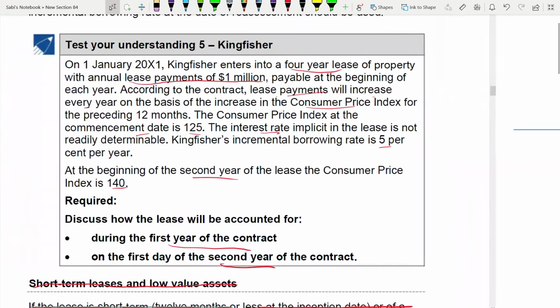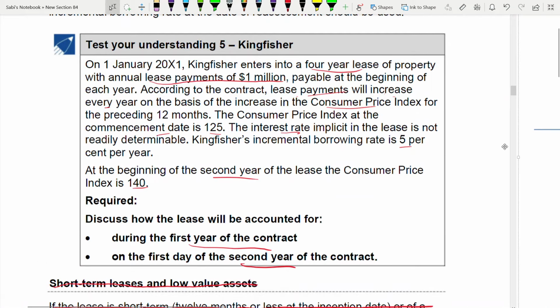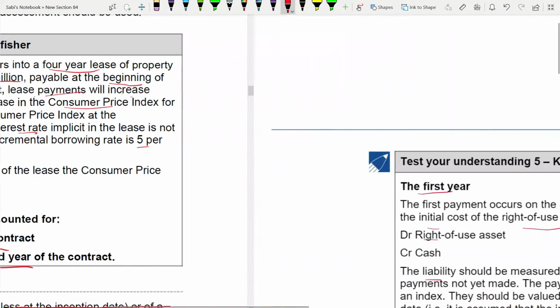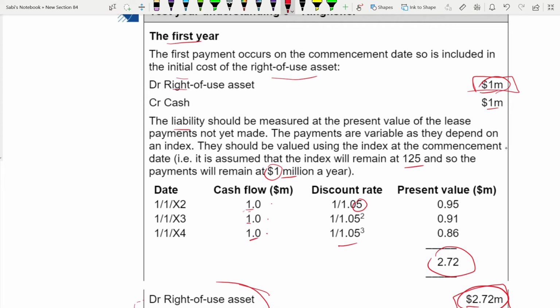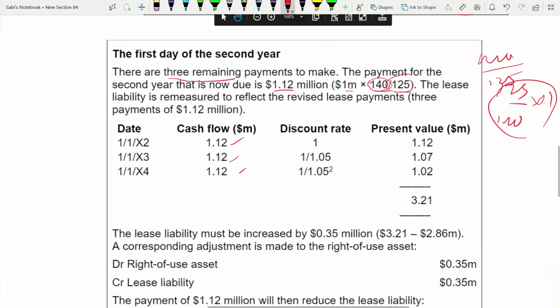One thing I want to say: they told us a 4-year lease, and you have only taken 3 years in the first year. Why not 4 years? Because this 1 million is payable at the beginning of each year. Immediately they have paid. For the other 3 years only, they are finding the present value. You don't have to find the present value for the first payment, because that is paid on the first date. Thereafter it's year end, so these 3 are to be discounted. And this 1 million is separate, that's why we have added it at the end. I just wanted to clarify that.